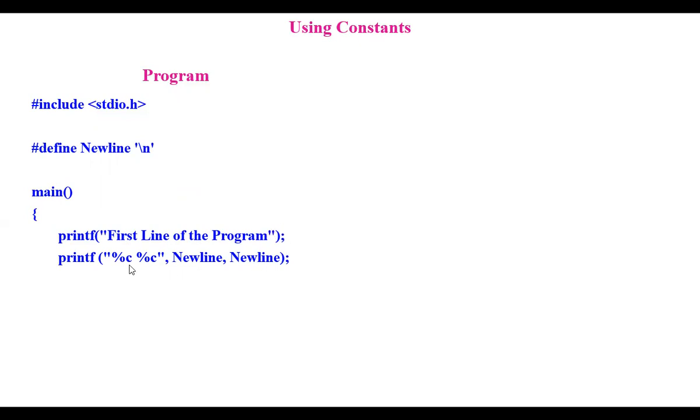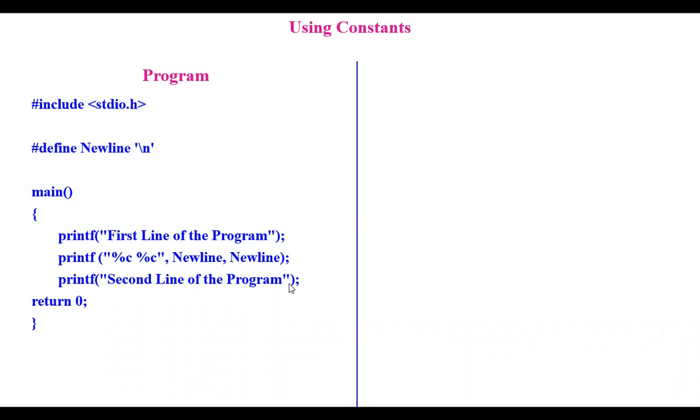But I have taken 2 percentage characters here. I want to display 2 characters. What are these 2 characters? These are 2 new lines. New line means here it is declared as \n. That means in this place I should get 2 new lines. Let us see how we get it. Again I have written the second line of the program, and end the program. Compile and execute.